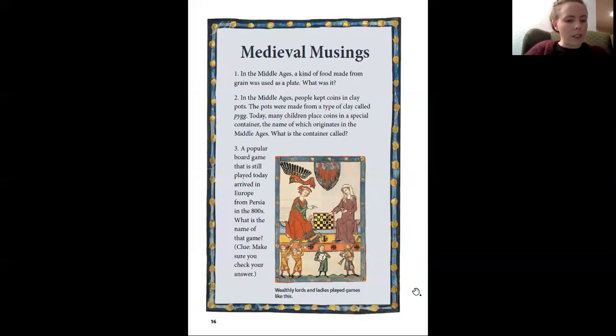So last we have our medieval musings. We had this in chapter 1 as well. These are topics that you can go and research on your own. So if you find answers, I would love to hear what you guys come up with. The first one says, in the Middle Ages, a kind of food made from grain was used as a plate. What was it? Number 2, in the Middle Ages, people kept coins in clay pots.